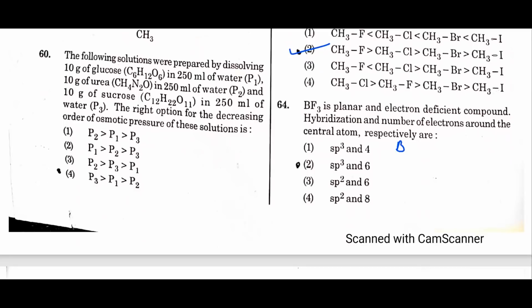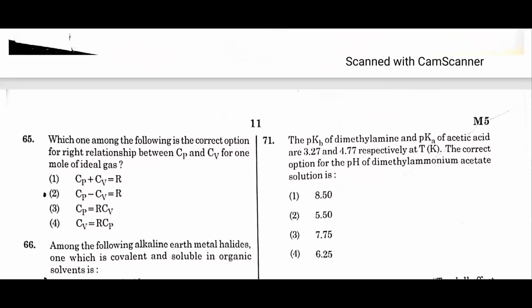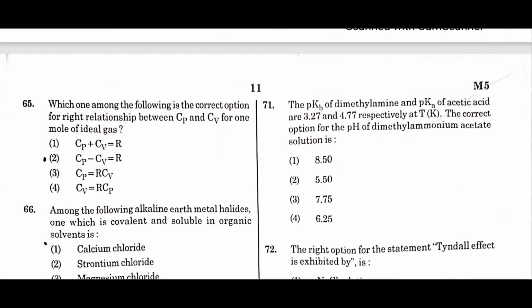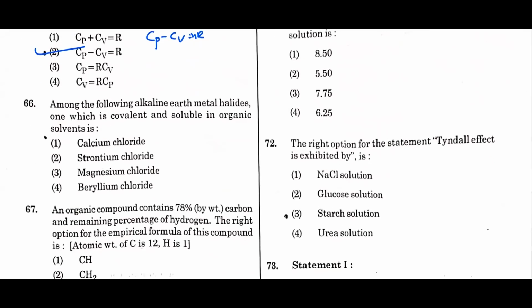Coming to BF3, BF3 has sp2 hybridization, and the number of electrons around the boron here is 6. Option 3 is the correct answer. Question number 65. Which one among the following is the correct option between Cp and Cv? Cp minus Cv is equal to nR, and for 1 mole it is 1 R. Option 2 is the correct answer.